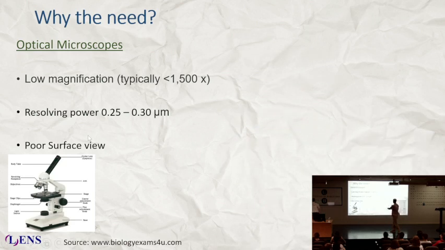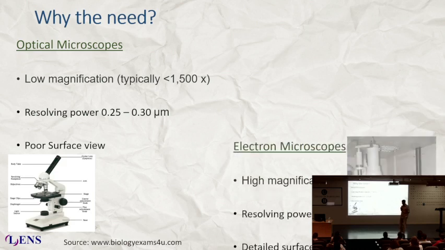So, yeah. Once you see TEM, you will say that this optical microscope has a very, very low magnification compared to what we see in transmission electron microscope. Also, the resolving power is just limited to 0.25 to 0.30 micrometer, and you see a very poor surface view. I'm sure that many of you are unable to understand what I am speaking here. So that you will understand, just let me proceed.